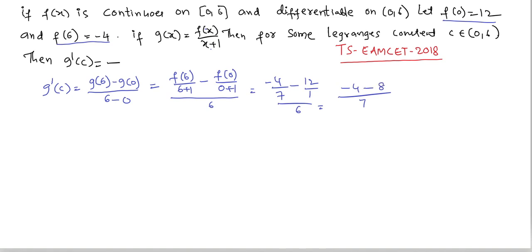Just take the LCM, that is 1 minus 4 minus 84 by 6, that is 7 into 6, that is equal to minus 88 by 7 into 6, that is 42. 2 cancelled, 4 is 21. Therefore g dash c is equal to minus 44 by 21.